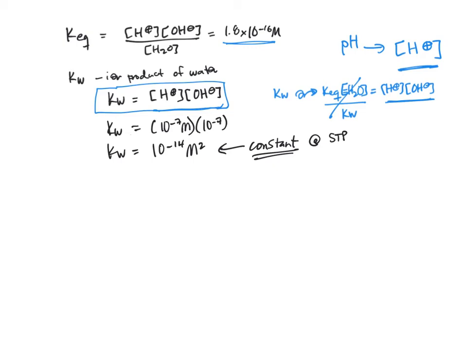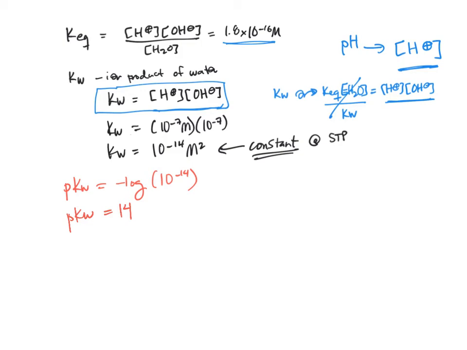All right, we've got this constant Kw. Let's put a p in front of it. That is, let's take the negative log of this. So pKw equals the negative log of 10 to the minus 14. The pKw then is 14.